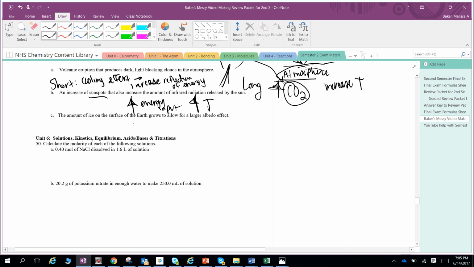If the amount of ice on the surface of the earth grows and more energy is reflected back into space, this is going to result in a decrease in temperature in the short term. And then depending on other factors, it could, in the long term as well, end up decreasing the temperature, forming more ice, reflecting more light into space, decreasing the temperature even more. That's how we got into the ice age.